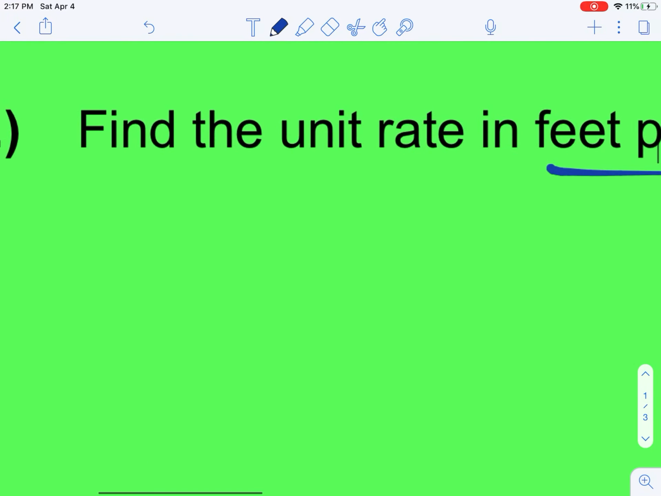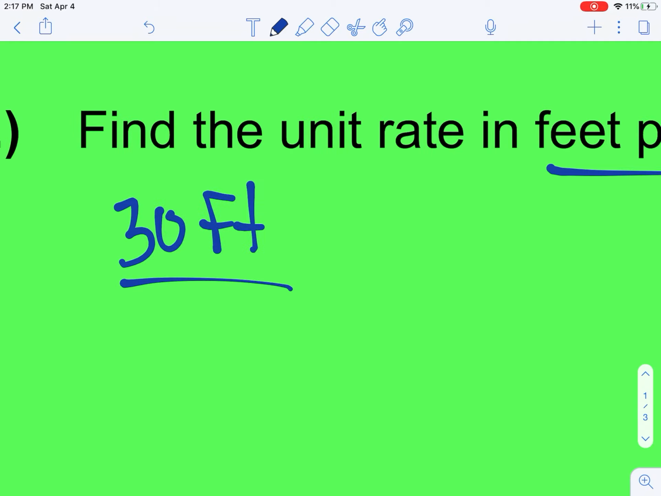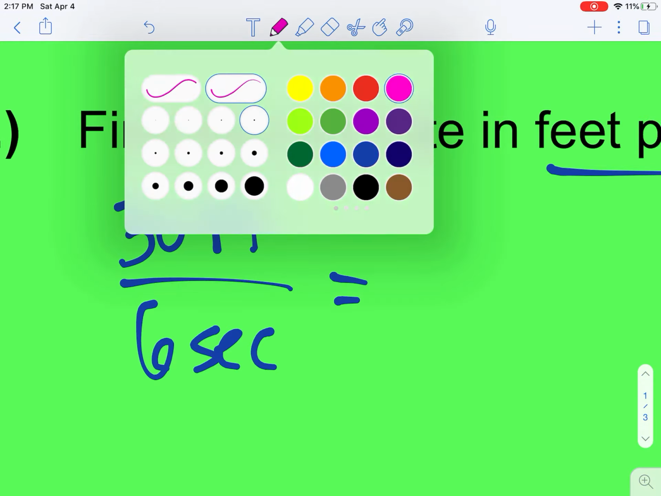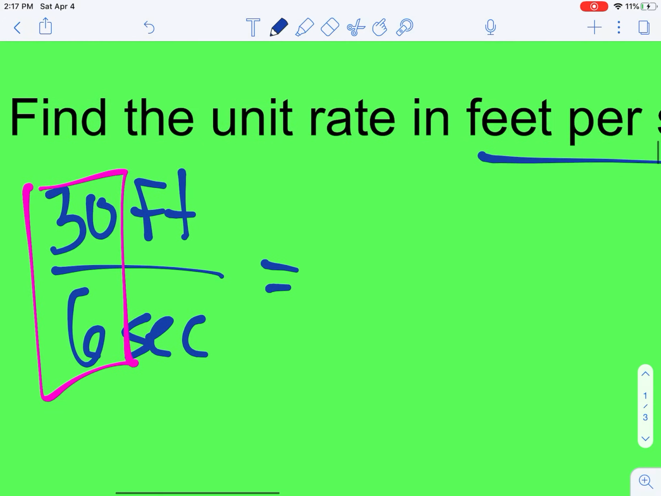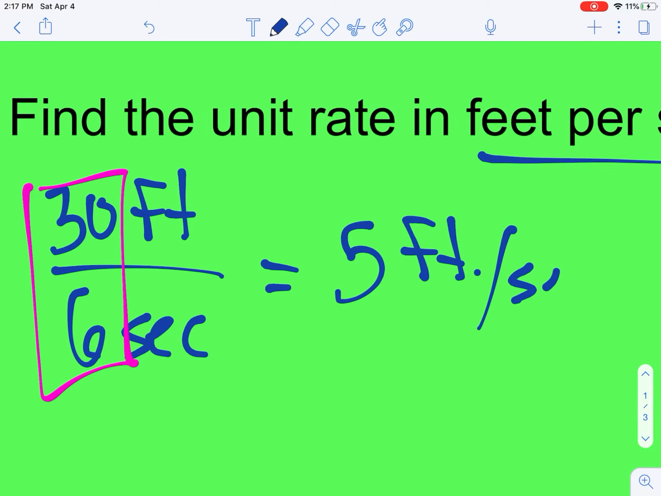So I want the feet first, and that was 30. And seconds is second, so it was 6 seconds. Now I want my unit rate, so I'm going to divide 30 divided by 6. That means that he went 5 feet per second. And we're already done with our first part of our problem.